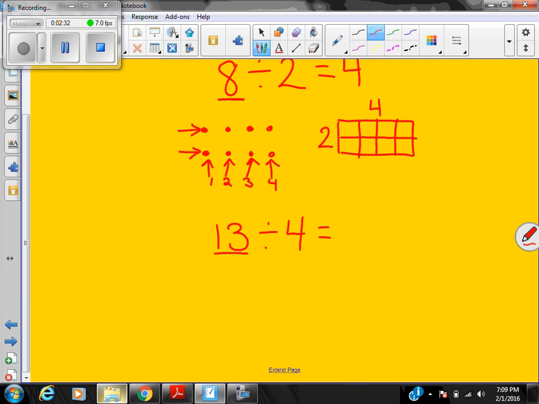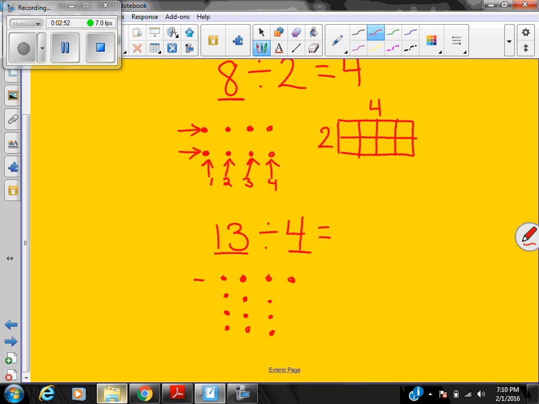And so I'm going to take 4 rows, and I'm going to keep counting until I can't count by 4 anymore. So that's 5, 6, 7, 8, 9, 10, 11, 12. Now I've gotten to 12, but I know that I have a 13th one.